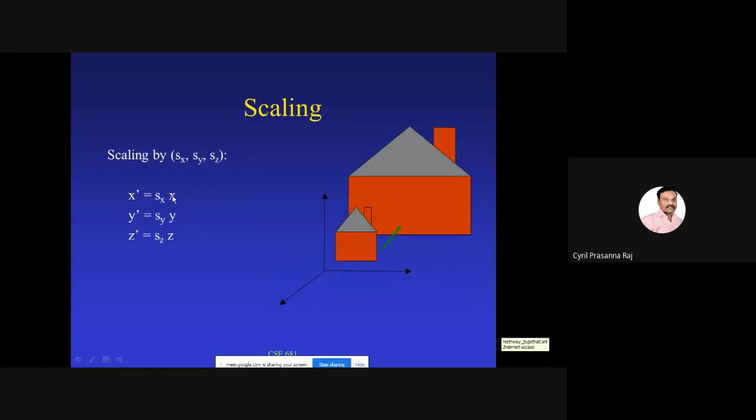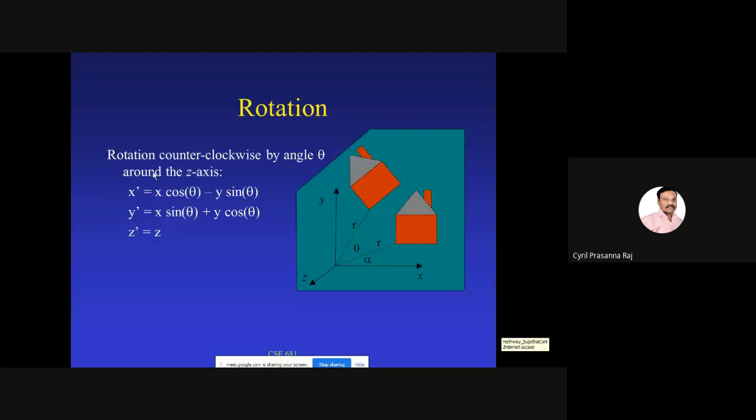Scaling basically is you either compress the entire object or elongate the entire object. So you either compress or decompress. That becomes sx, sy, sz. We call it scaling of the parameters. So we have translation, we have scaling. Then we have rotation. In rotation, what happens? Your object, whatever is in the first axis, can be rotated along the x-axis, y-axis or z-axis.